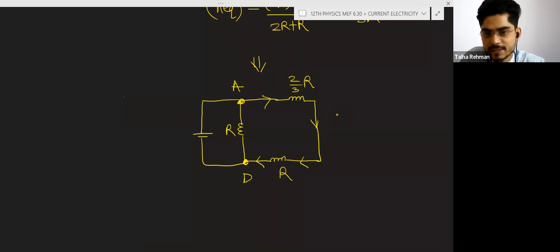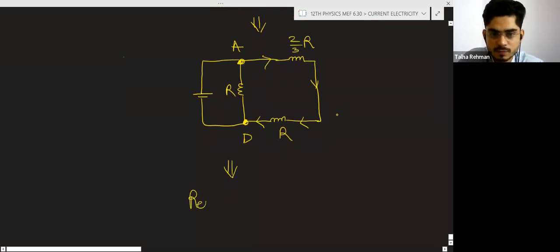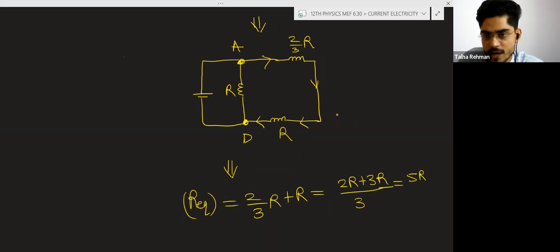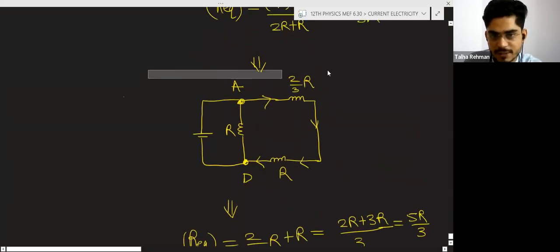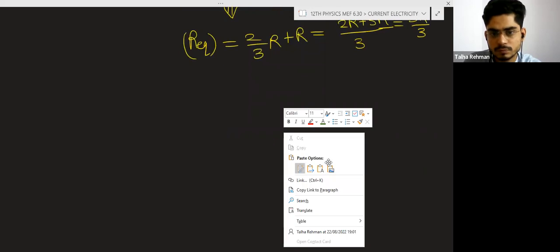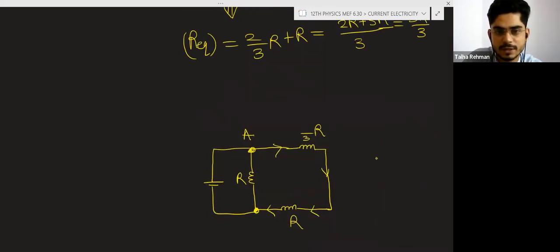So this 2 by 3R and this R will be in series combination. So you can write the equivalent of this in series combination. You can add the resistances very simply like this. Take 3 as LCM, then you can write 2R plus 3R, which will become 5R divided by 3. So now modify this circuit once again.